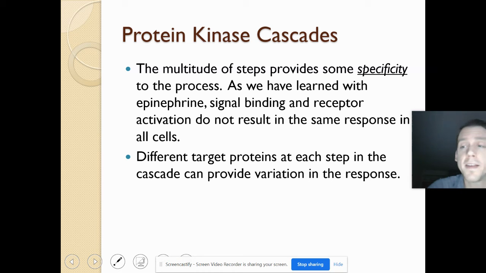And another important thing that sometimes people forget about: the multitude of steps provides specificity to the process. So as we have learned with epinephrine, when a signal binds, it might do different things depending on which cell it's in. This is probably not due to the receptor. This is probably due to the transduction phase. So if we have different proteins in these types of cells, then the protein cascades are going to be different, and we're going to end up with a different result, which is why your heart might beat faster, and the same signal might cause the muscles in your digestive system to move more slowly.